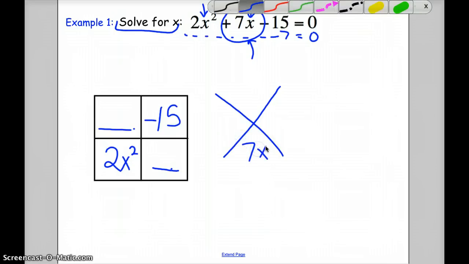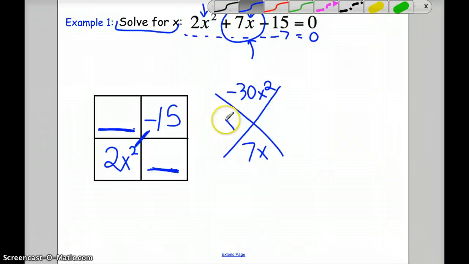7x down here. Now, what should these two numbers multiply to? That's the other half of my diamond problem. Well, remember, the product should be equal to the product that you see on your generic rectangle. So the product should be negative 30x squared. So now we guess and check. We think about what numbers would multiply to negative 30x squared but add to 7x.